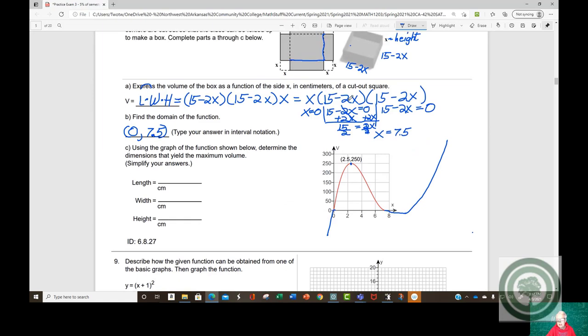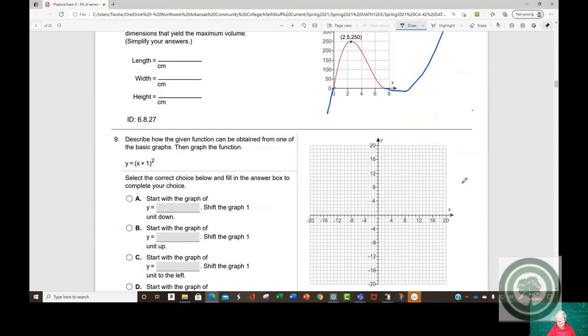Now, would it do that? Yes, because negative times negative would be positive, and then times, yes, it would end up looking like that. But this is the only part you can use, from there to there. So, of course, you could find the domain just by looking where the graph is above the x-axis, so that the y's are positive, because the y's are the volume. Where on the x-axis are the y's positive? Well, right in here. This is 0 to 7.5.